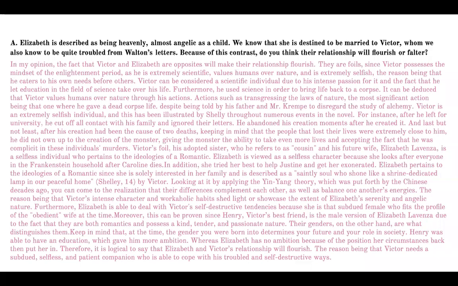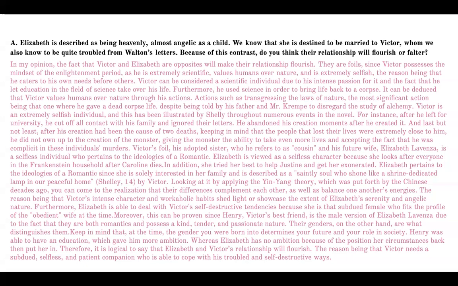Furthermore, Elizabeth is able to deal with Victor's self-destructive tendencies because she is the subdued female who fits the profile of the obedient wife at the time. Because basically, whenever Victor wants to take all the decisions, because usually Victor is the type of character to make all of the decisions, Elizabeth is really this obedient person, so she would let him take the direction, take charge. Moreover, this can be proven since Henry, Victor's best friend, is the male version of Elizabeth Lavenza.